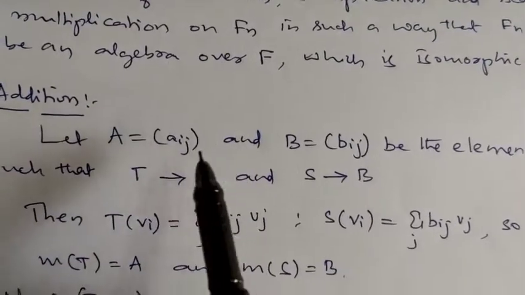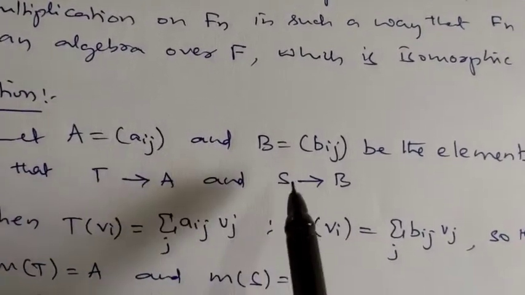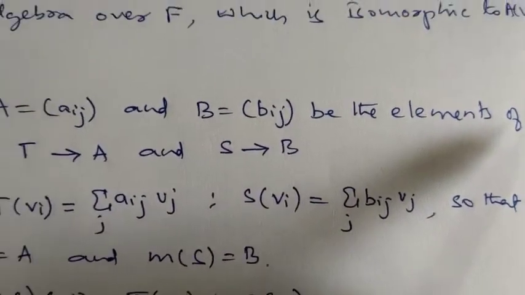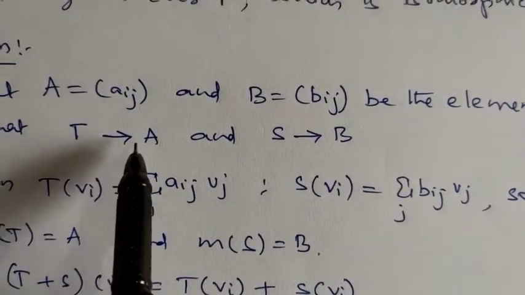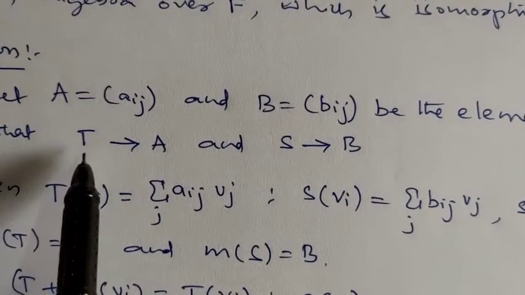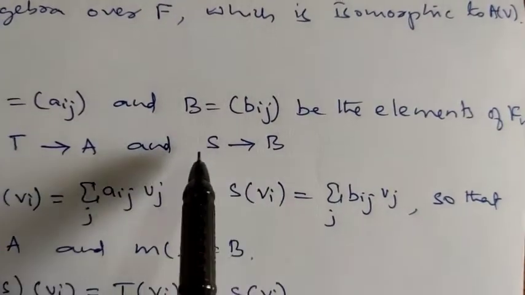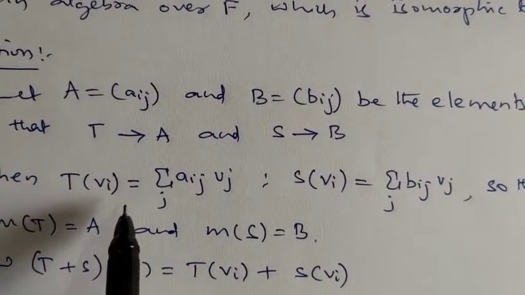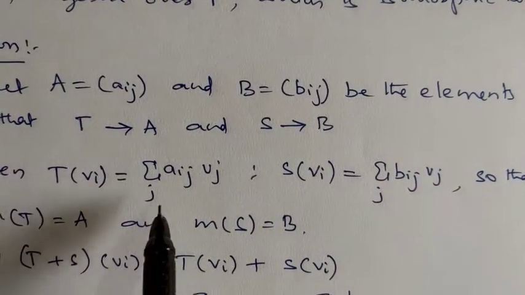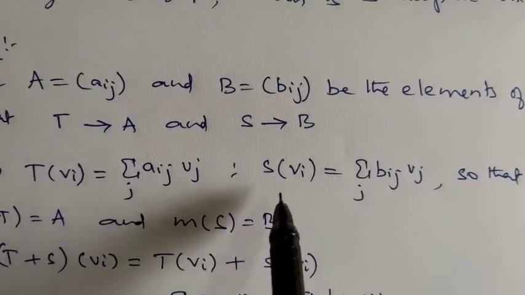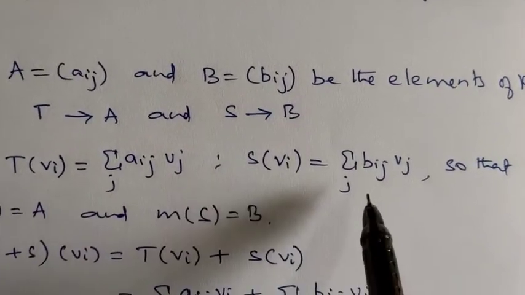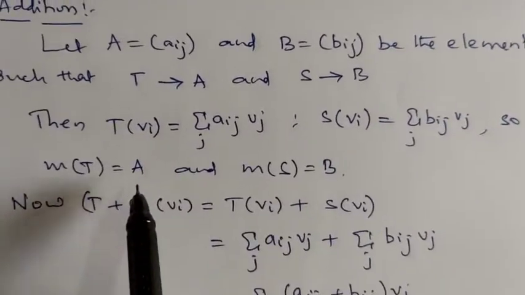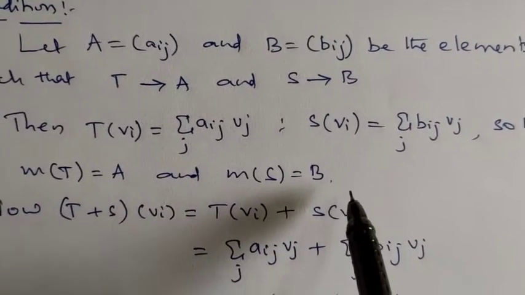So let us take A equal to Aij, one matrix, and B equal to Bij, another matrix. This means they are elements of Fn, such that the matrix A corresponds to the transformation T and the matrix B corresponds to the transformation S. Then by definition, T of Vi is what? Summation over j, Aij into Vj. Likewise, S of Vi is summation over j, Bij Vj. So that the matrix of T is A, the matrix of S is B.